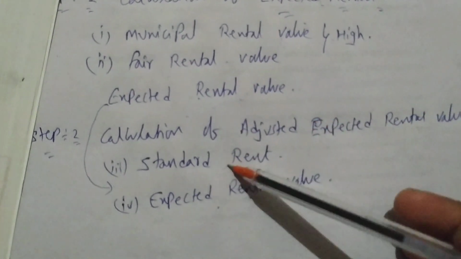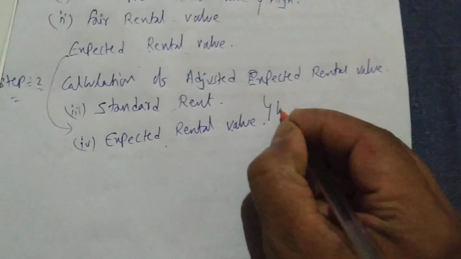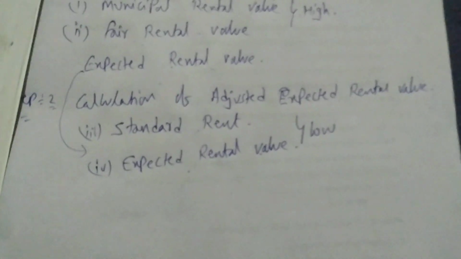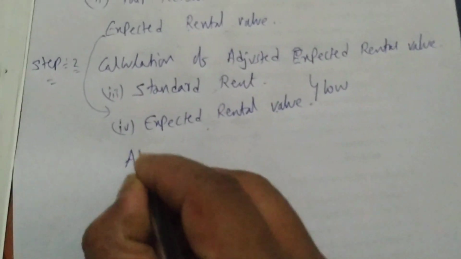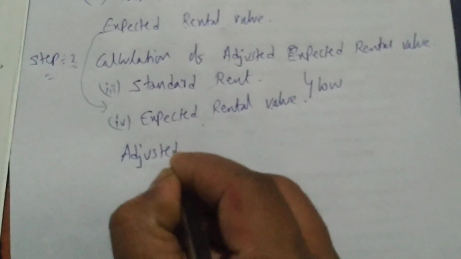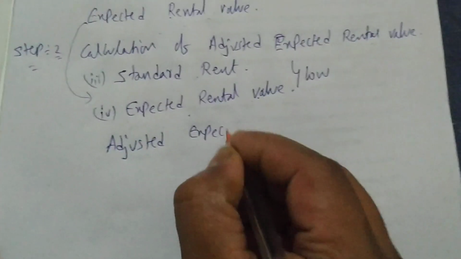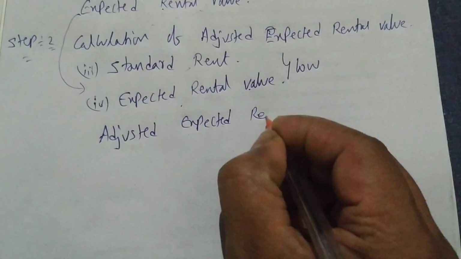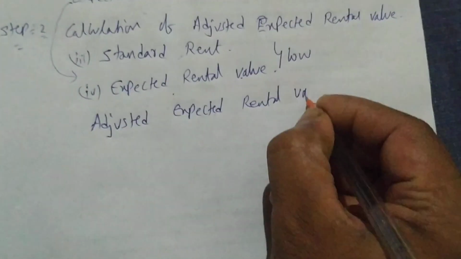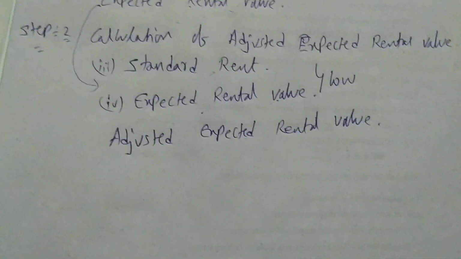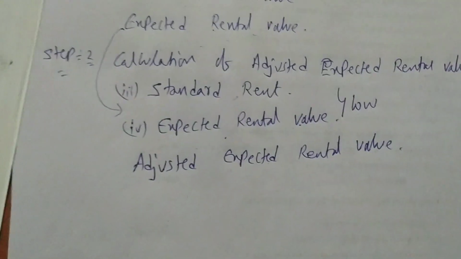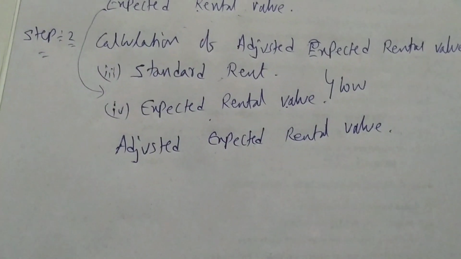How to find out? Standard rent and expected rental value, whichever is low will be called adjusted expected rental value. So that will be called adjusted expected rental value.